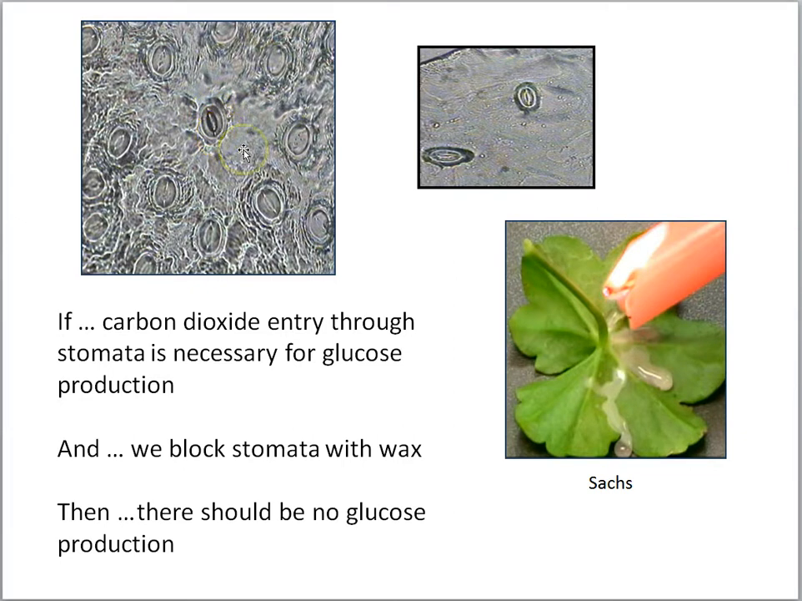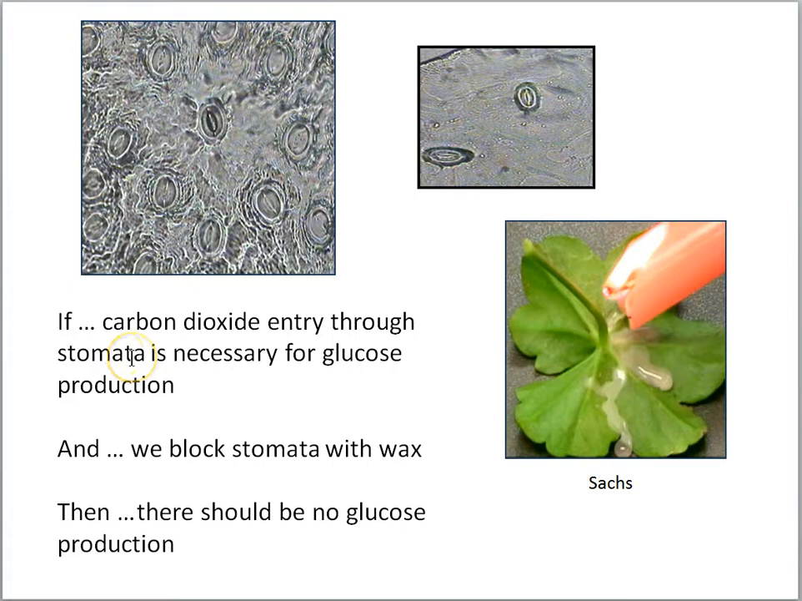So, if plants were absorbing carbon dioxide, scientists suspected there must be portals, there must be holes through which CO2 enters the plant. And so to test the idea that carbon dioxide entry through the stomata is necessary for glucose production, a guy by the name of Julius Sachs simply tried to block the holes, block the stomata, and he used wax on the underside of the leaf.